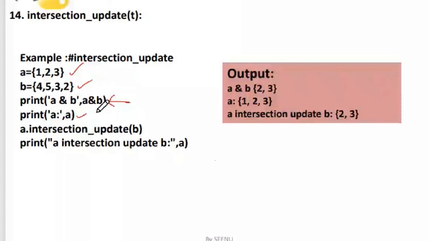If I'm saying A and B, okay, so here A is a set and B is a set. Both the sets I'm giving for the intersection operation. It will not make any modifications to set A or set B. It will simply compute the result for you, and the result is 2, 3, and the result is given to you. You just need to take the result. Where modifications are not done to set A or set B.